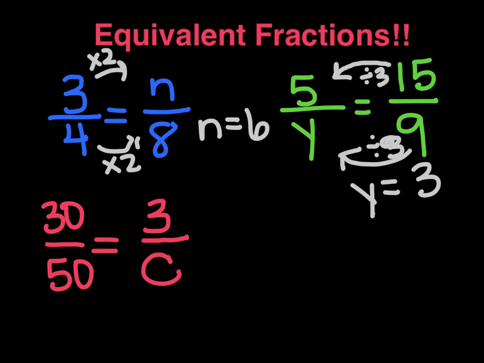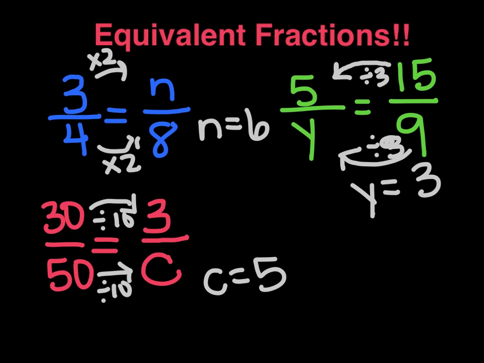And down on the bottom, in red, I could simplify a fraction first, but I'm just going to stick with looking for those easy relationships. And since I am looking for a value on the right, I want to look for that pattern. To get from 30 to 3, I have to divide by 10. So here, I want to divide by 10. And 50 divided by 10 is 5. And so c is equal to 5.